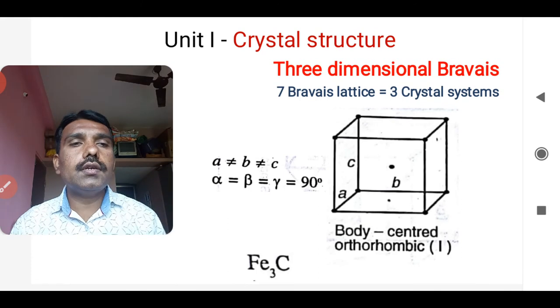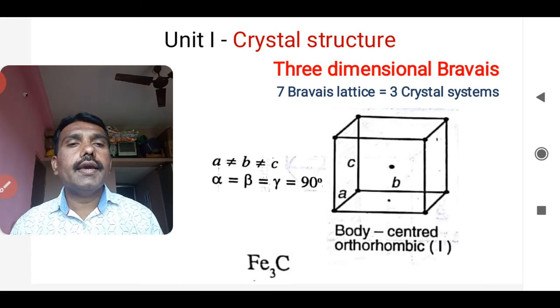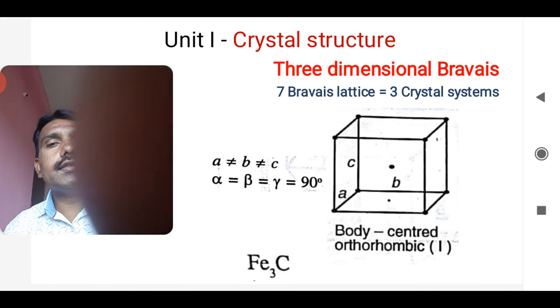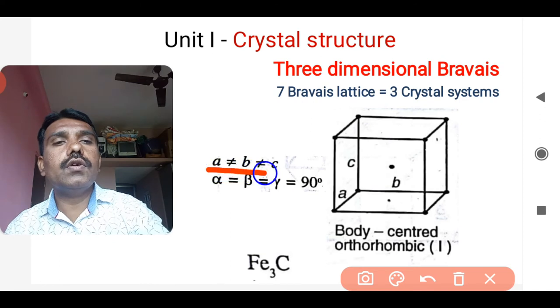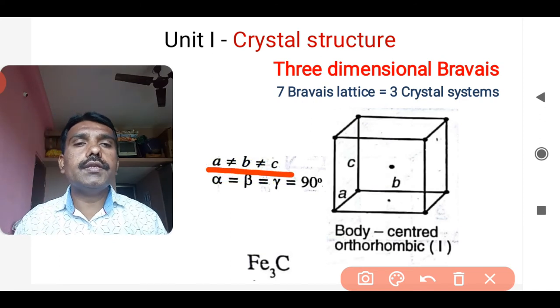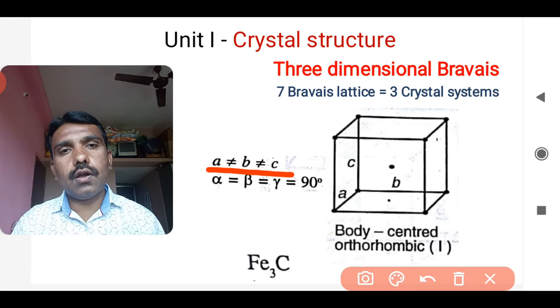That is the third crystal system, orthorhombic. And in this again we will see similar parts, that is, a is not equal to b is not equal to c. That means a, b, c, all three vectors are of different lengths.